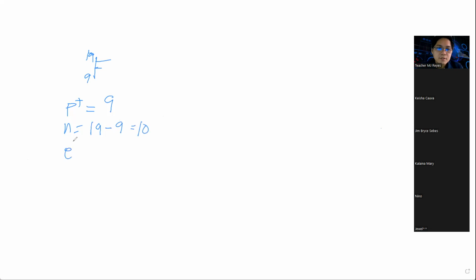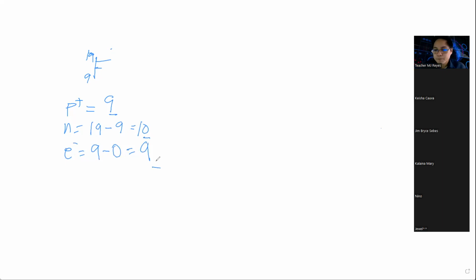How about electrons? What is the formula in getting your electrons? This is the atomic number minus the charge. The atomic number is equal to 9, minus, there is no charge here because this is stable. This is an element in stable state, meaning it is not charged either positively or negatively. So this is 0, and the electrons are equal to 9. So for fluorine 19, we have 9 protons, 10 neutrons, and 9 electrons.